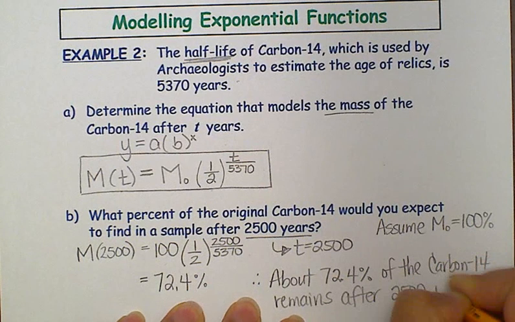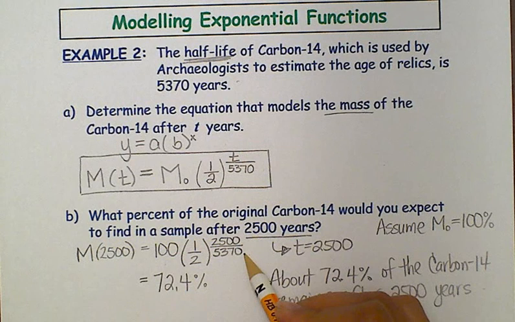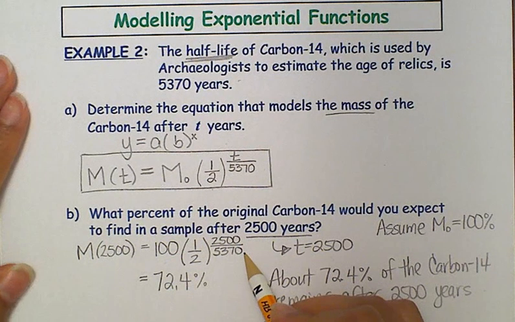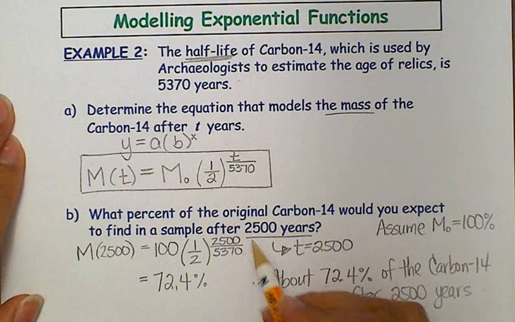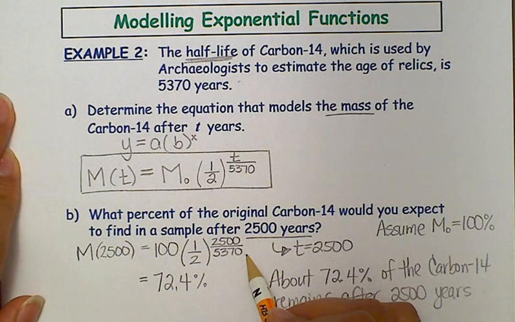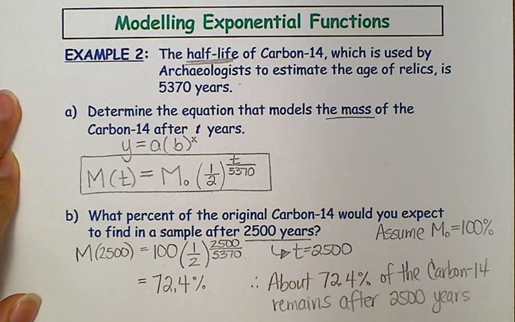And this makes sense because if the amount of time I'm looking at were more than 5,370 years, then it would have been at least 50% or lower. But because it hasn't even reached one half-life period, I know that the percentage is going to be more than that. So that's just a quick way to check to make sure your work is done correctly.